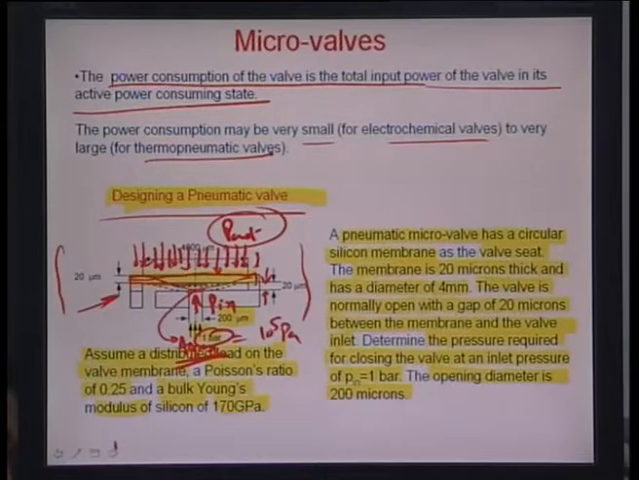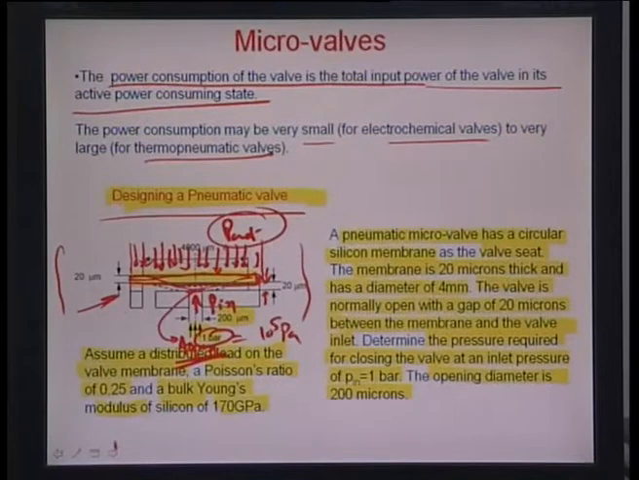If we design the same valve with a thermo-pneumatic perspective, that means whatever this load, distributed load here was obtained, okay, on this particular membrane is done through heating some kind of a gas entrapped over the membrane.